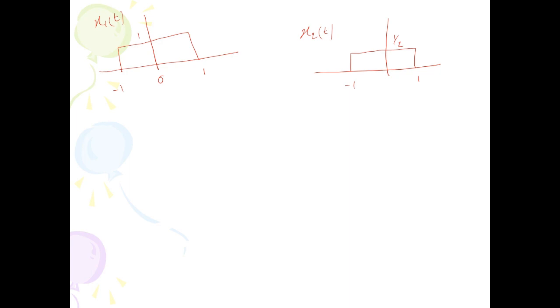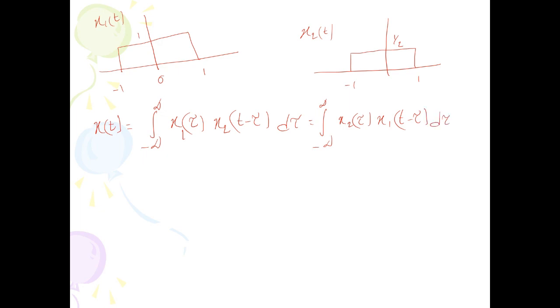Using convolution, if you want to calculate x of t equal to the integral from minus infinity to plus infinity of x1 of tau x2 of t minus tau d tau, or we can say the integral of x2 of tau x1 of t minus tau d tau. Depending upon our convenience, we can keep one signal constant and take the mirror image of the second signal. The steps involved in convolution are: first, folding; second, shifting; third, multiplication; and fourth, addition.